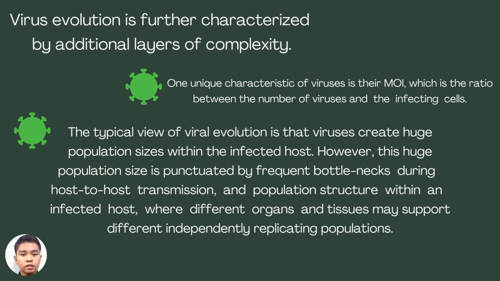Virus evolution is further characterized by additional layers of complexity. One unique characteristic of viruses is their MOI, or multiplicity of infection, which is the ratio between the number of viruses and the infecting cells. The typical view of viral evolution is that viruses create huge population sizes within the infected host.